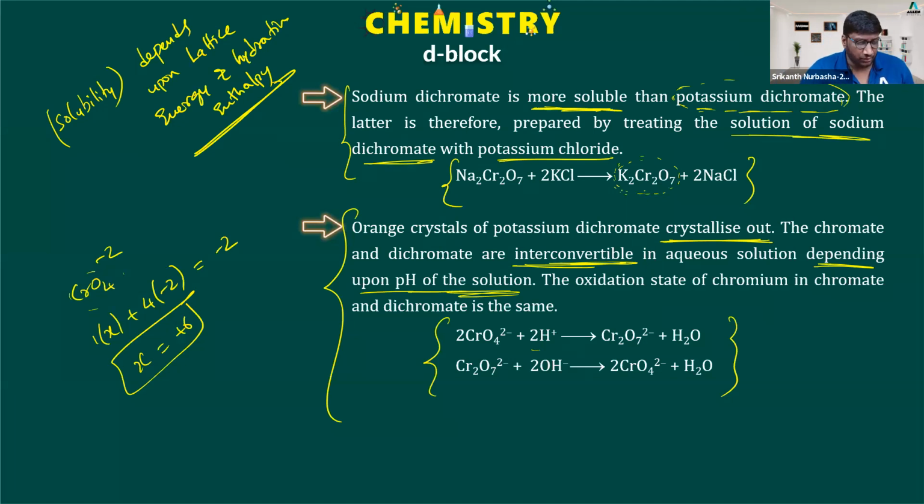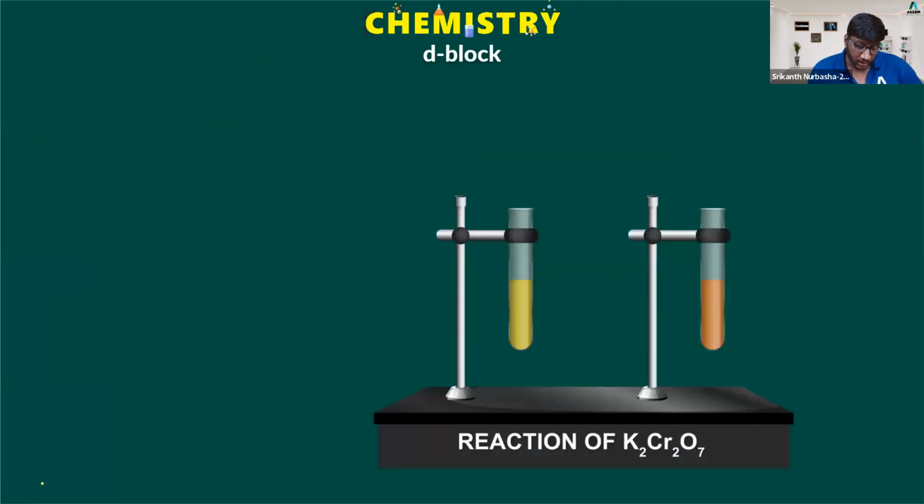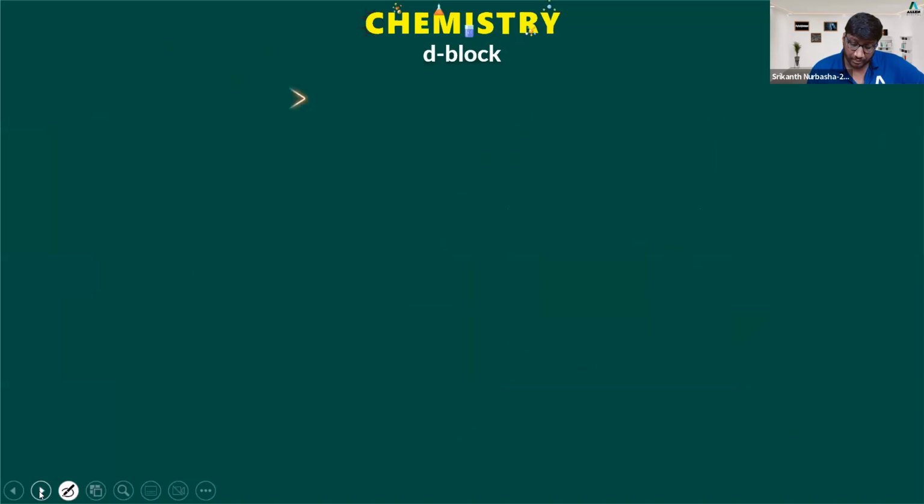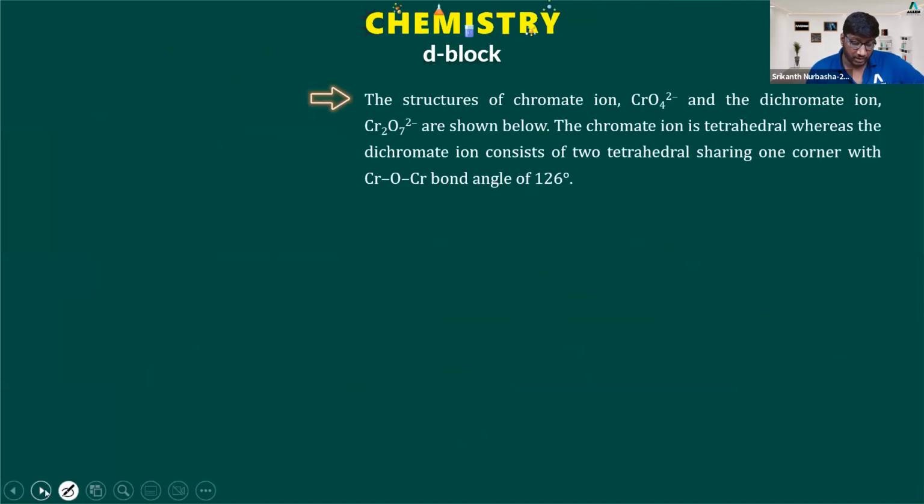The orange crystals of potassium dichromate crystallize out. The chromate and dichromate are interconvertible in aqueous solution, depending upon the pH of the solution. Look at the reactions of K2Cr2O7. It is a very strong oxidizing agent and it will undergo different types of ionic reactions, and for the balancing of ionic reactions, we will take one example and do it.